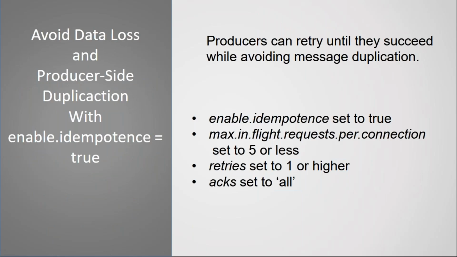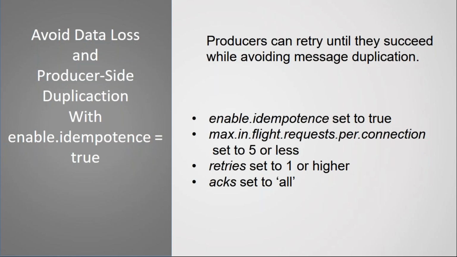Now, we can avoid data loss on the producer side and avoid duplication by using enable.idempotence equals true. What this does is the broker will keep track of the messages sent by each producer and is able to detect duplicates and just discard them. But there are some limits.